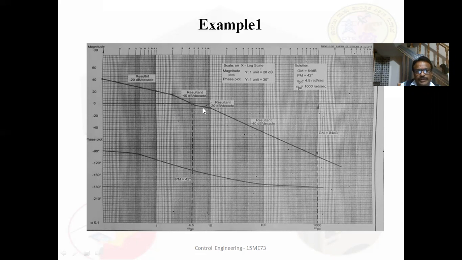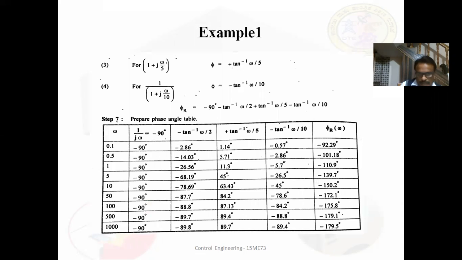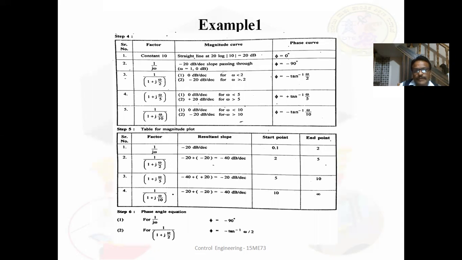We are supposed to join from here to here, but we have another corner frequency at 5, so it has to be extended till there only. Then you have to take another first order zero. The value of the slope is minus 20 dB per decade, where it starts at 5 and ends at 10 radians.